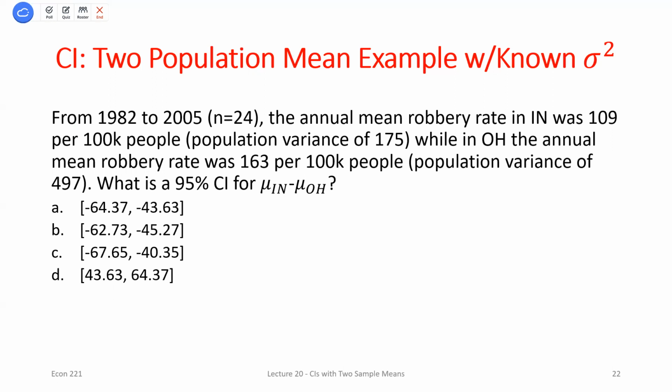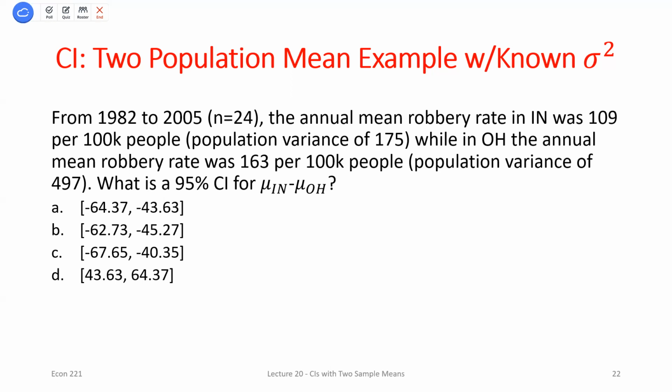For the first group, I found a sample mean of 109. The second group I found was 163 crimes per 100,000 people. So the difference I found was negative 54. That's what I'm basing my confidence interval around, the difference in those sample means. If I'm looking at the answers up here, which of these doesn't really make any sense? One of these things is not like the other. Yeah, D.